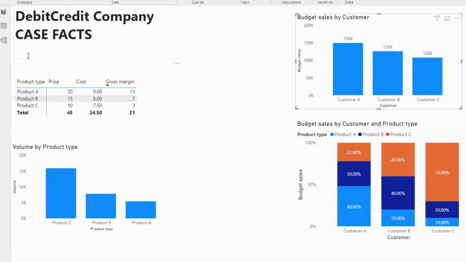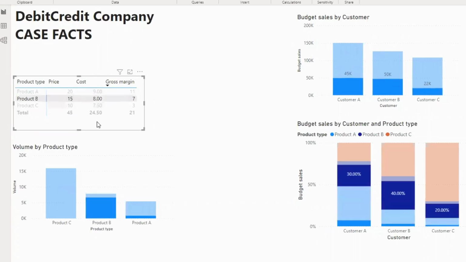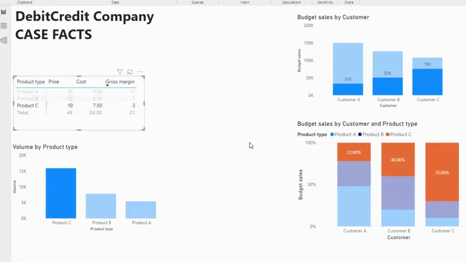So, you are working with DebitCredit company. Your company sells 3 products. Product A sells for 20 currencies and has the highest margin but the lowest volume. Product B sells for 15. And lastly, product C sells for 10, has the lowest margin but contributes to more than 40% of your sales.